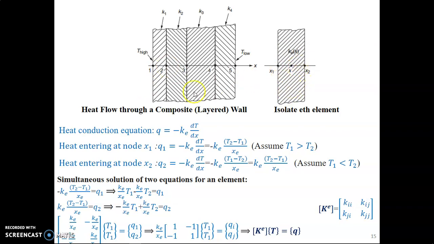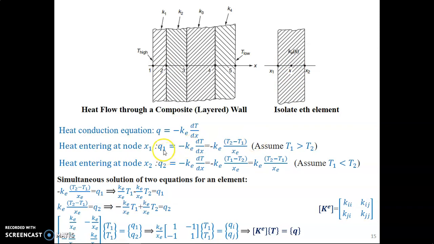Now the heat conduction equation can be taken as Q is equal to minus Ke and the gradient of the temperature with respect to X direction. So we can assume dx is the thickness of this wall. So let us try to calculate the heat entering at the node x1. This is the x1. Let us assume that the temperature T1 on this side is greater than the temperature T2 on this side. This will be the first assumption.